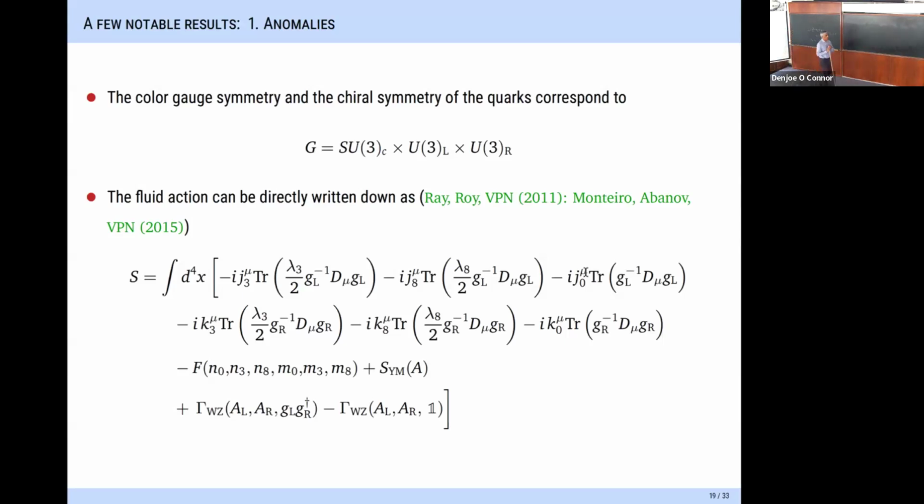Okay, let me just answer the question. I see the question there. I believe the answer is probably yes. I don't know too much about DBI actions. I know that there has been a lot of work on that. There is a way to translate some of the brane actions into fluid dynamics. So I believe that if you do that for the DBI type action, it should ultimately end up with something like this. Would that answer the question?